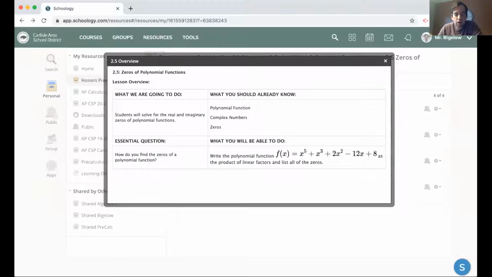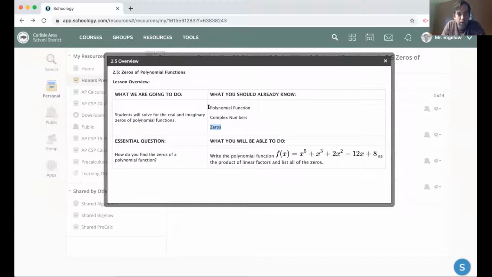All right, everybody, in honors pre-calculus, everything that we've been doing in Unit 2 so far has been building to this. This is lesson 2.5, zeros of polynomial functions. So today we're going to start learning how to solve for the real and imaginary zeros of polynomial functions. You already know exactly what a zero is, I hope, at this point, because we've looked at x-intercepts as zeros throughout Unit 1 and Unit 2.